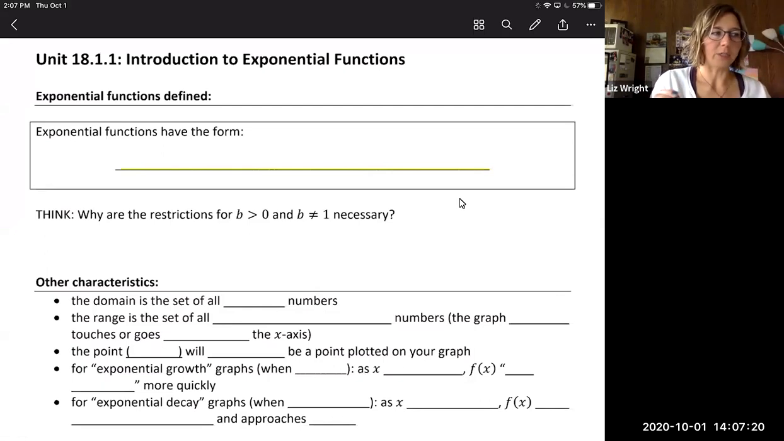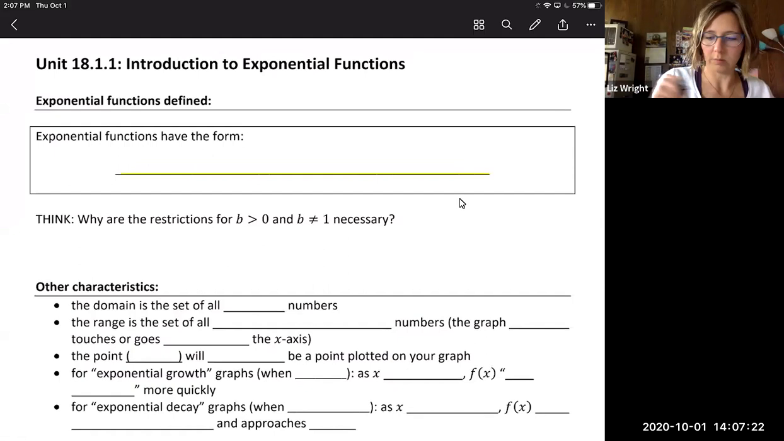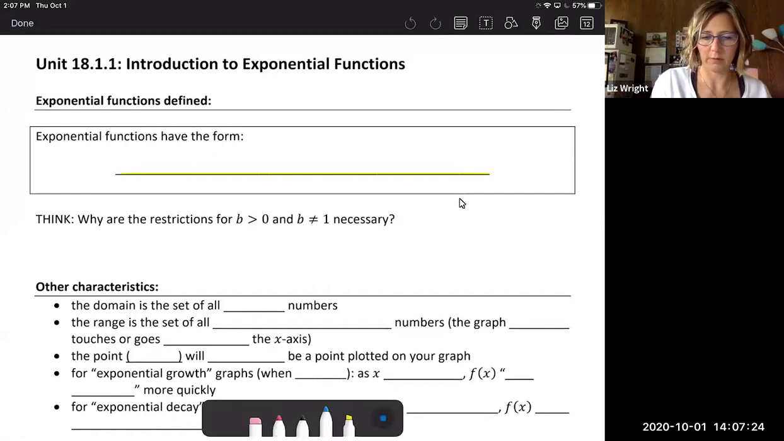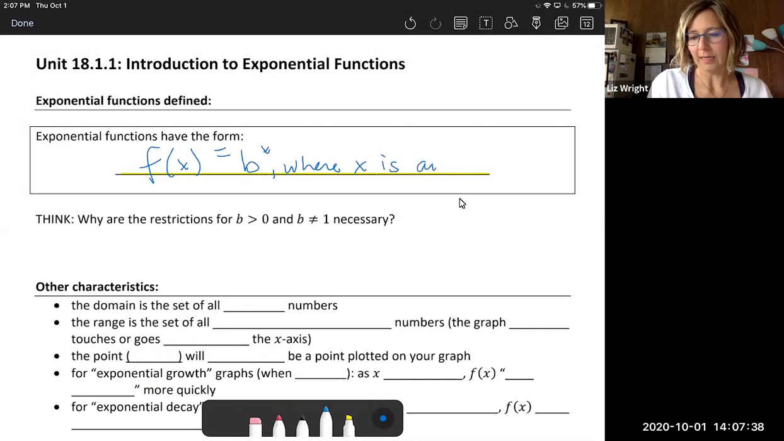So exponential functions typically have the form of f of x equals b to the x, where x is any real number and b is going to be greater than 0 and b cannot equal 1.